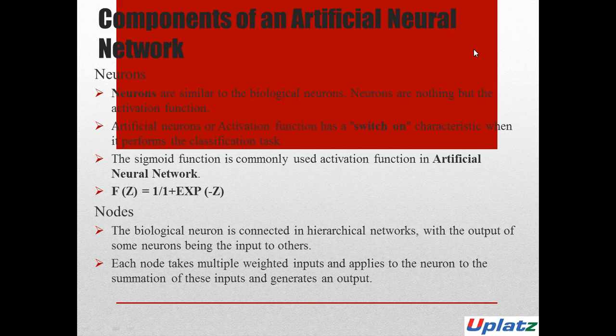Neurons are similar to the biological neurons. Neurons are nothing but the activation function. Artificial neurons or activation function has a switch-on characteristic when it performs the classification task. We can say when the input is higher than a specific value, the output should change state, that is 0 to 1, -1 to +1, etc. The sigmoid function is a commonly used activation function in the artificial neural network.